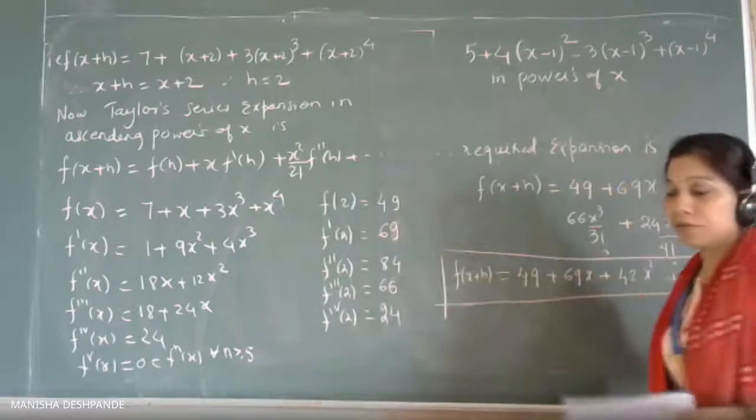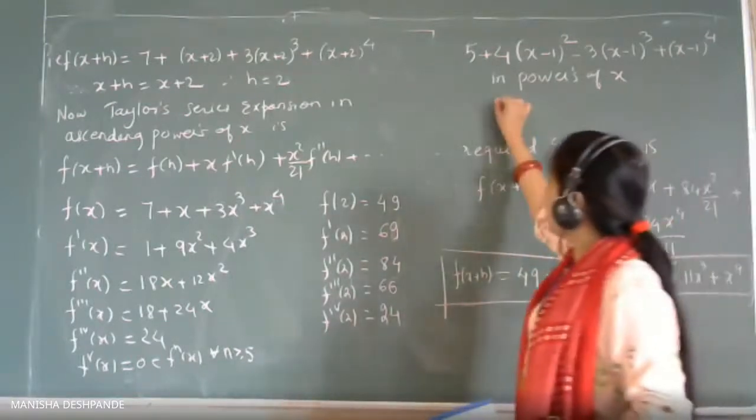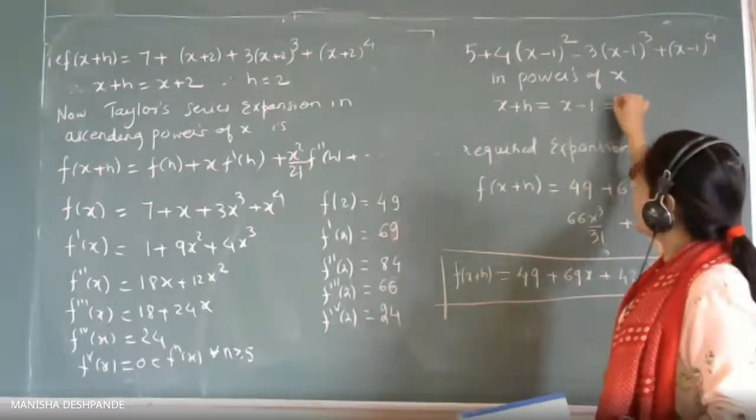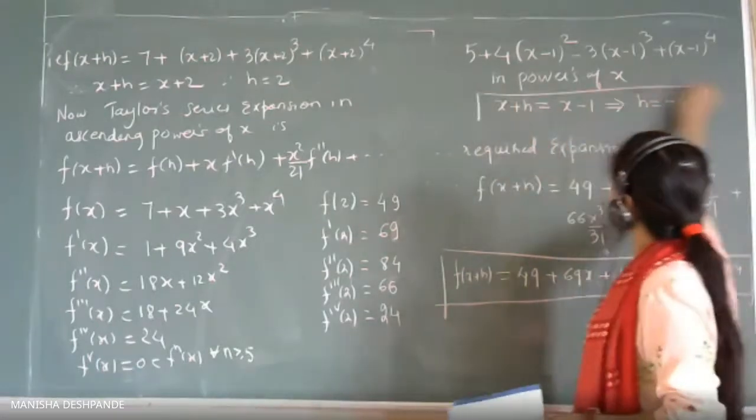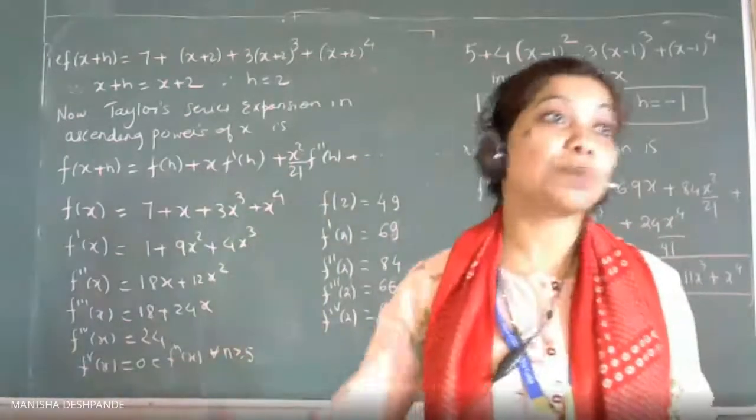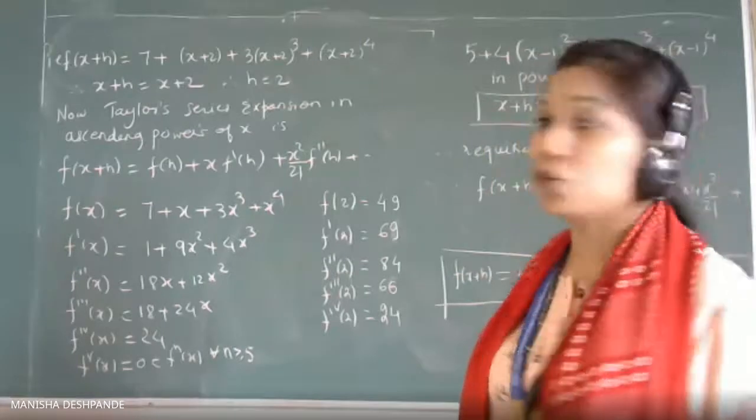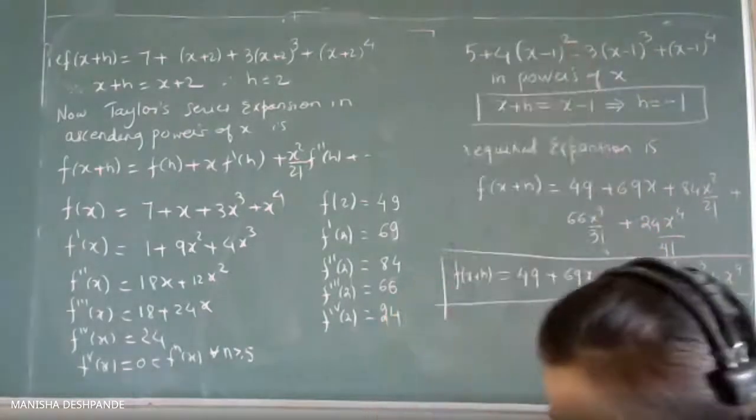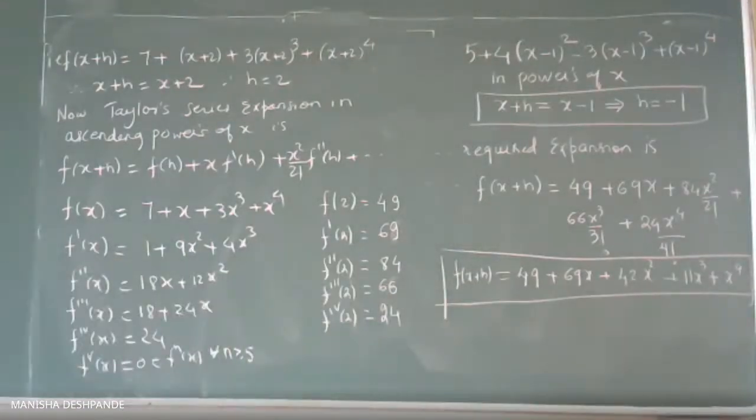In powers of x. So what are you going to compare? x plus h you are going to compare with x minus 1. So h will be minus 1. Is it okay? x plus h is x minus 1, so compare h with that and you will get h is equal to minus 1. So try to solve this and tell me the answer quickly. Take 3-4 minutes. Then we'll take a break of 5 minutes and we'll start with the next lecture. Okay, start solving.